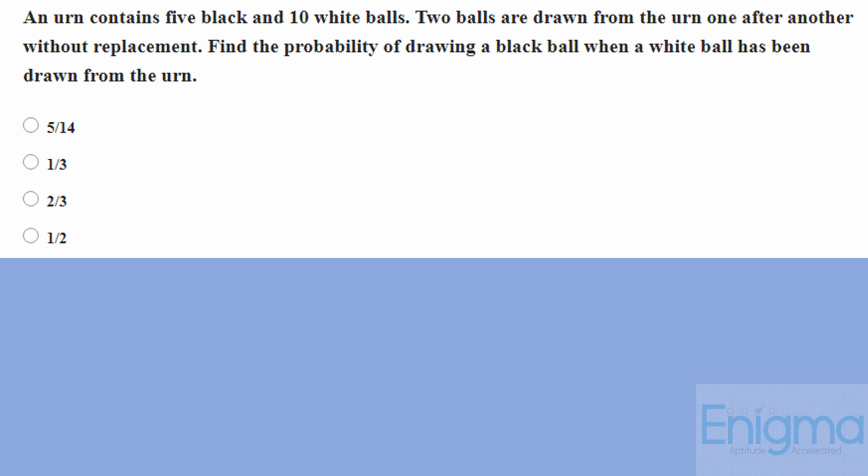An urn contains 5 black and 10 white balls. 2 balls are drawn from the urn, one after another without replacement. Find the probability of drawing a black ball when a white ball has been drawn from the urn.